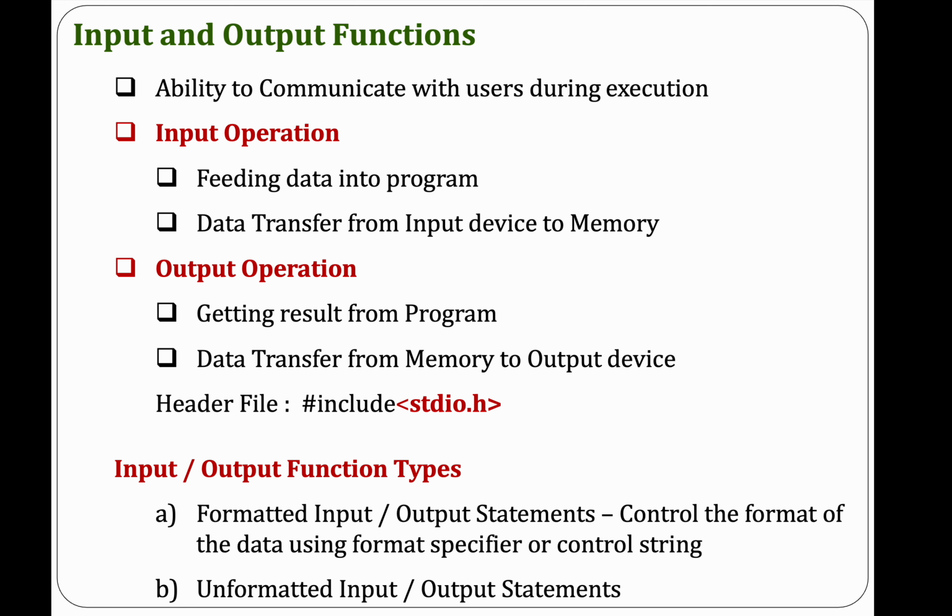That's why in the definition we have given: an ability to communicate with the user, the user who is writing the program, during execution. Which means during the runtime, if you want to communicate anything with the user, for example the user wants to give the input, and if the user gives the input, then the output gets printed. These kinds of communications can be done in a C program by using input and output functions.